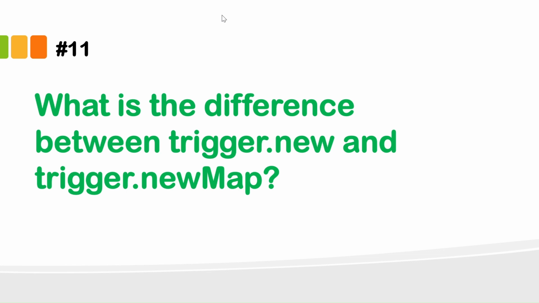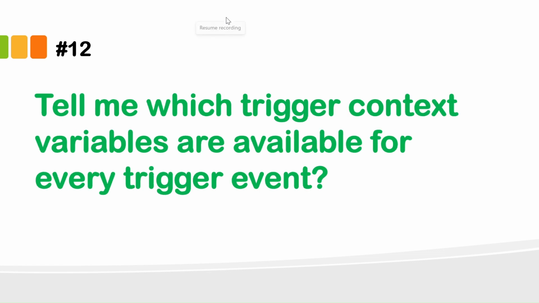What is the difference between trigger.new and trigger.newMap? So the answer is, for example, if we are updating any account's phone number from 1, 2, 3 to 4, 5, 6, then trigger.new will return the list of newly updated records, that is the account record with phone number 4, 5, 6. And trigger.newMap will return a map of ID versus records, where the key will be the record ID and the value will be the record associated with that record ID.